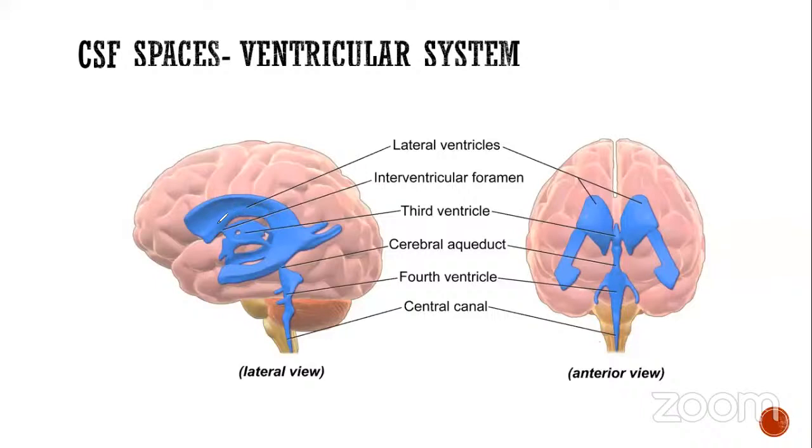The CSF from the lateral ventricle passes to the third ventricle through the foramen of Monro, and from the third ventricle to the fourth ventricle through the cerebral aqueduct. It leaves the fourth ventricle to enter the subarachnoid space through the median foramen and the two lateral foramina.